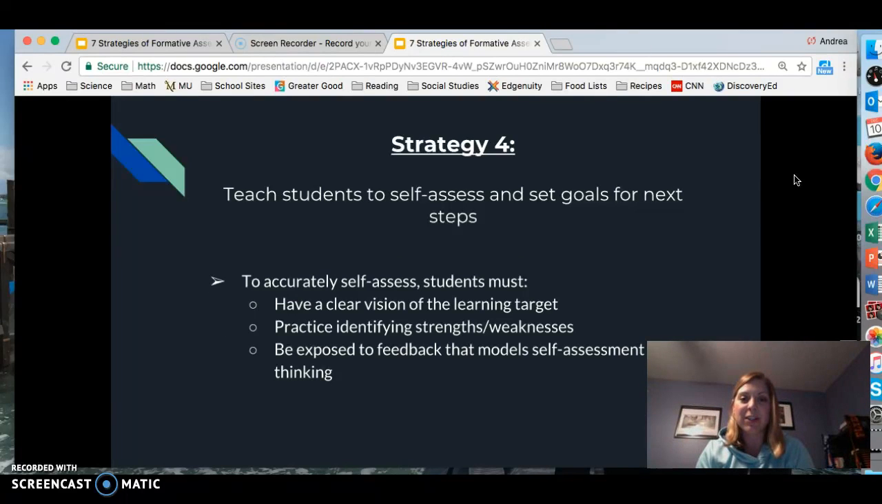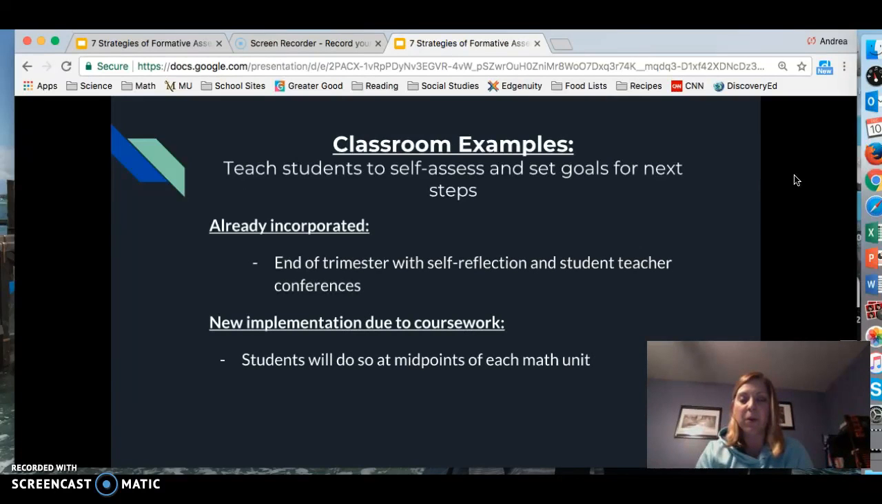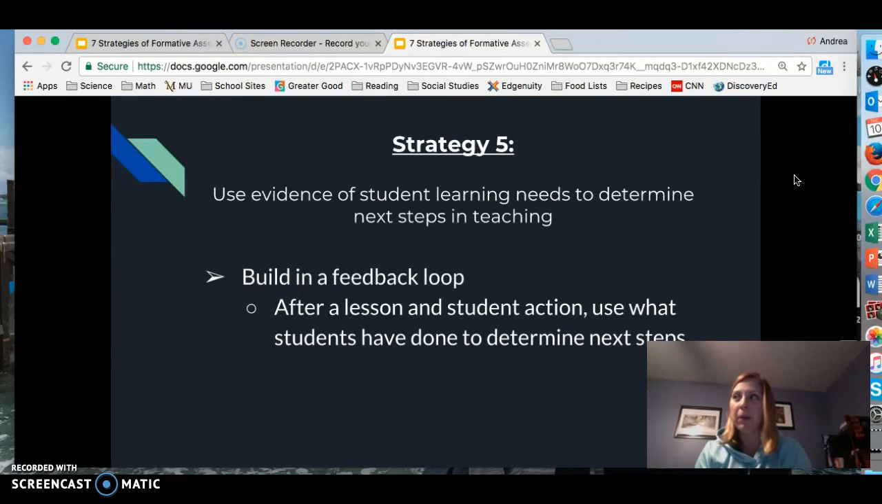Strategy 4, teaching the students to self-assess and set goals. This is something that I've done at the end of each trimester. I have students do a self-reflection, and then we have a conference and they set goals for themselves for the next trimester. But now I'm going to try to do that more frequently, especially with our math units, because so many math topics build upon each other, having them think about what do I do well, where do I need to go, and what do I need to work on.